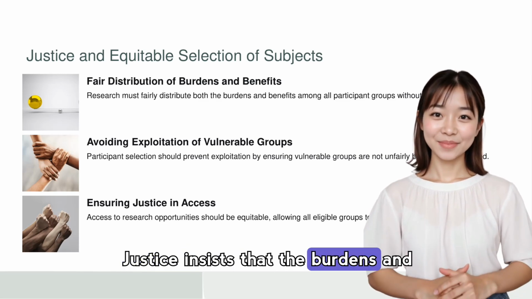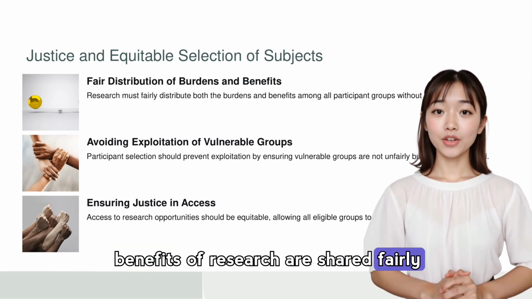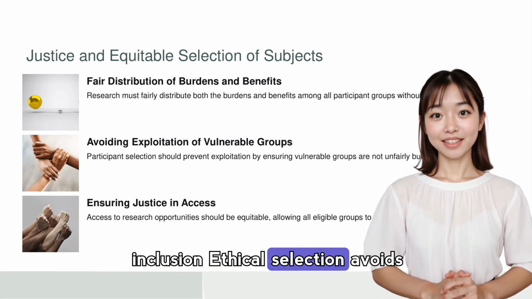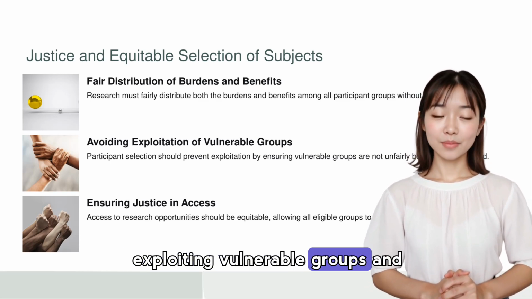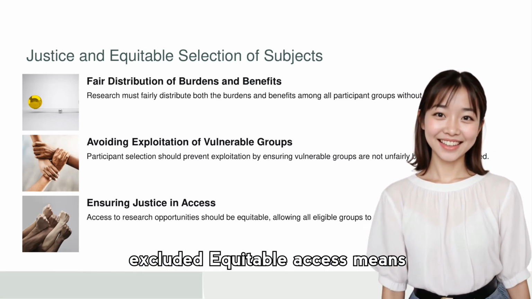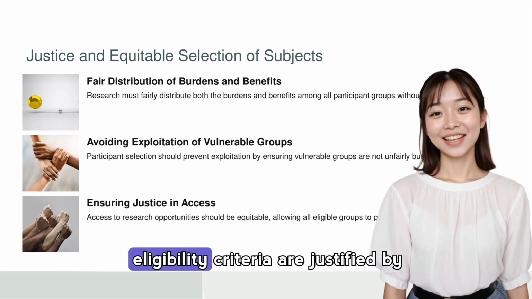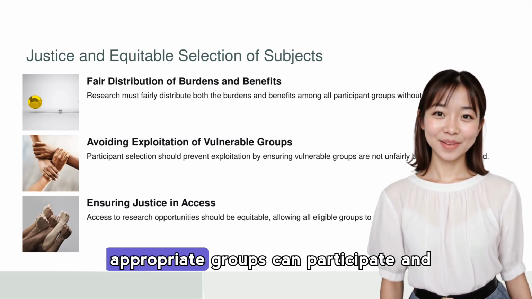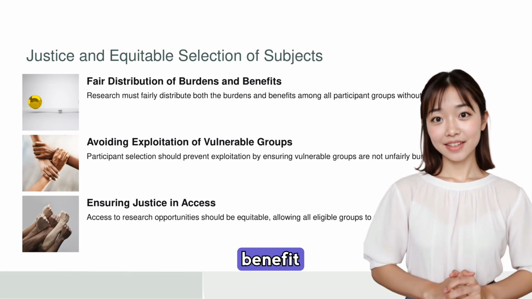Justice insists that the burdens and benefits of research are shared fairly. The images suggest balance and inclusion. Ethical selection avoids exploiting vulnerable groups and ensures no community is overburdened or systematically excluded. Equitable access means eligibility criteria are justified by science, not convenience, so all appropriate groups can participate and benefit.